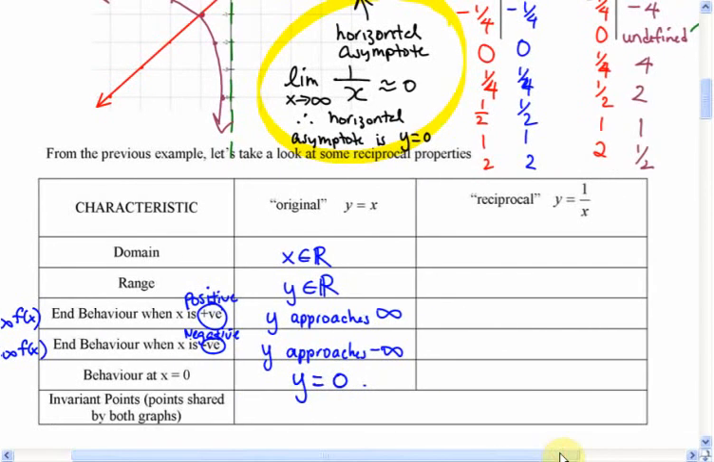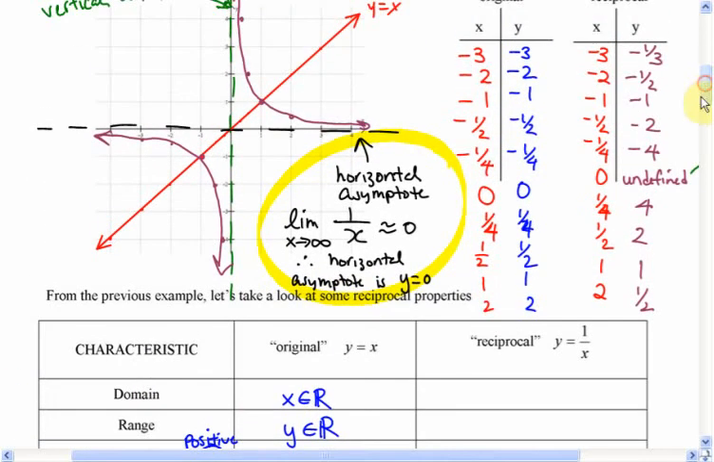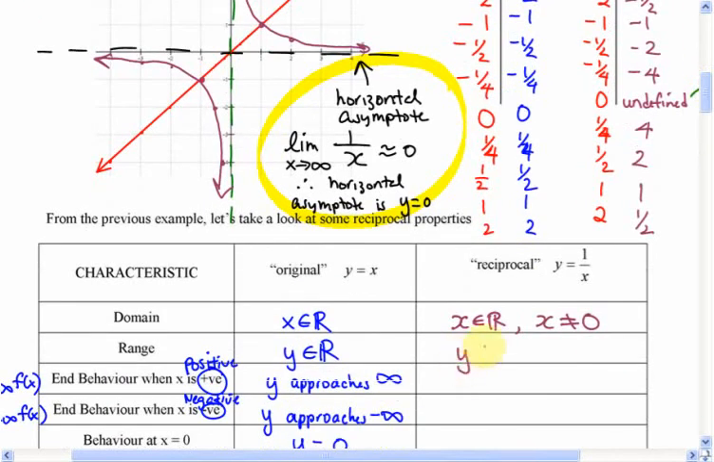Okay, now, Vincent, it's your turn to answer the questions. Domain. What's the domain for the reciprocal function? Except for what? 0. That's right. So it's all real numbers, yeah, but you have to make sure that x can't be 0. How about the range for the reciprocal function? Yeah, it's still all real numbers again, but also y cannot be 0, because that's where I have that horizontal asymptote.